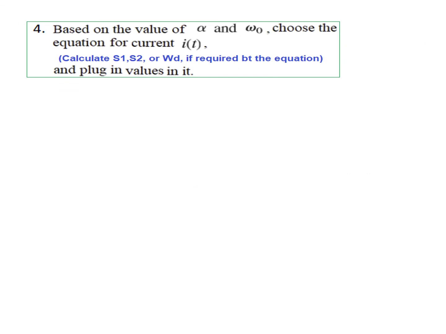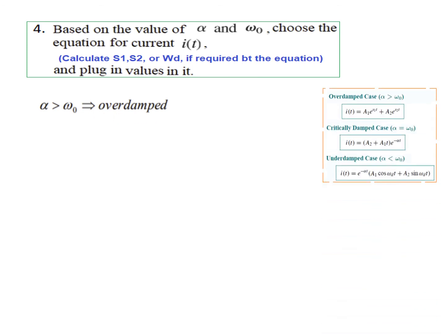Okay, now the fourth step is that based on alpha and omega, we choose the current equation, and if need be, we calculate S1, S2 or W2, etc. So we know that alpha is greater than omega, so it is an overdamped case. So we select the current equation from the three options. This is for the overdamped case. So this is our current equation.